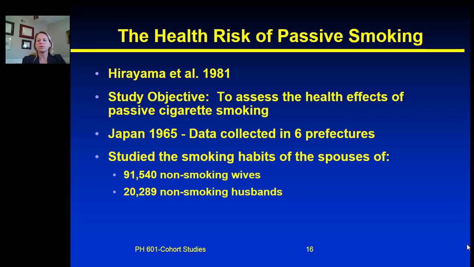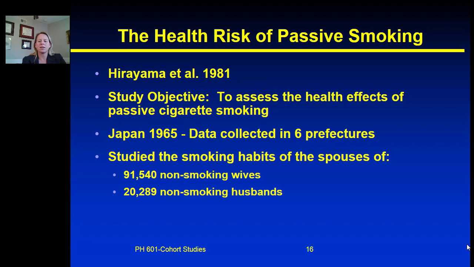So now I'd like to go through just a few examples of some cohort studies to give you a better sense as to how these studies look and how they are designed. So this is an older study published in 1981 to assess the effect of passive smoking on health effects.